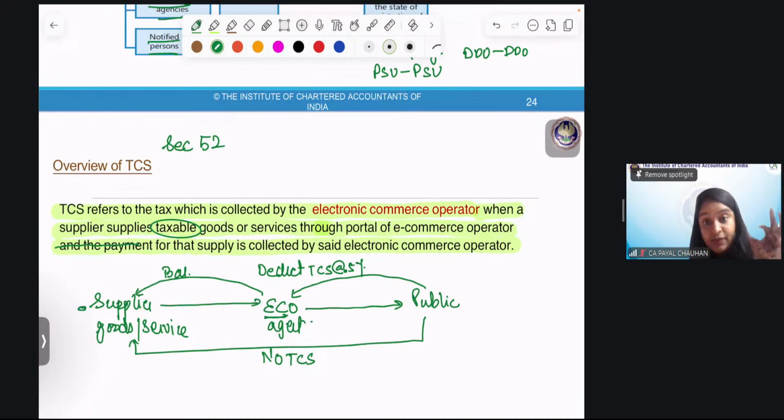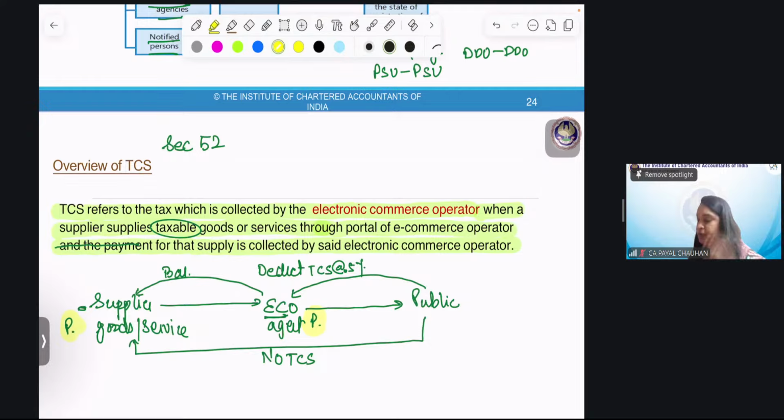Next, ECO is not the agent of the supplier. Please understand. If ECO is the agent of the supplier, then no TCS. That means the supplier is a principal and ECO is also a principal. Both of them are working on a principal to principal basis. Never write that ECO is working like an agent. If ECO is working like an agent, he cannot deduct TCS. I want a perfect answer in the answer book. ECO is not working like an agent of the supplier. Both are working on a principal to principal basis. Did you understand? Yes or no? Perfect.